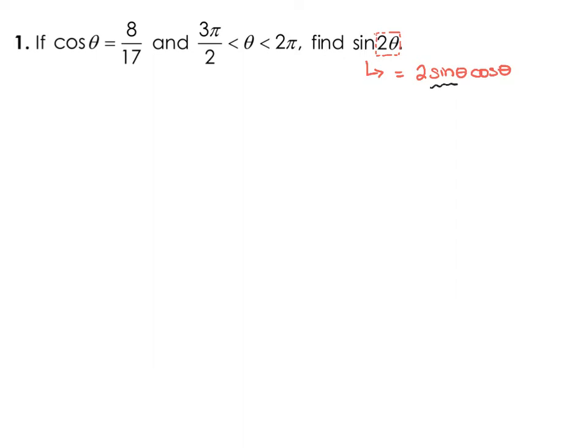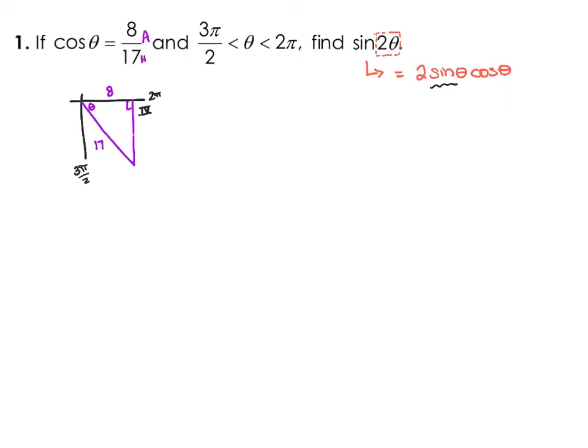So if we're talking about 3 pi over 2 to 2 pi, we're actually talking about quadrant 4. So that's down here. This is our 3 pi over 2, and this is our 2 pi. So the angle that we're talking about is going to be somewhere in here. Okay, so this is our angle theta. We always go back to our bow tie. We know the cosine. So cosine is adjacent over hypotenuse. Remember SOHCAHTOA. So adjacent is going to be 8, hypotenuse is going to be 17.